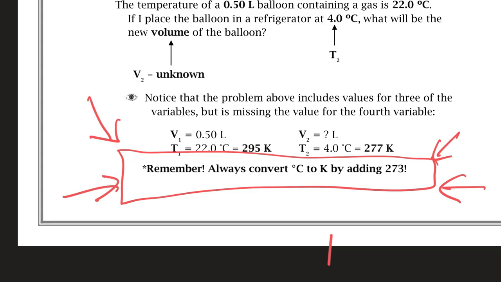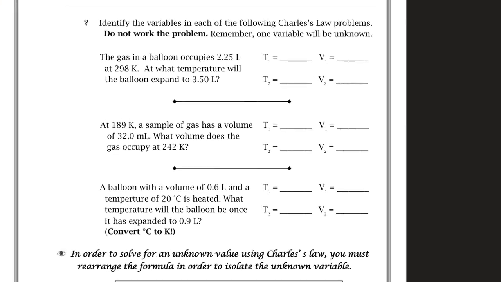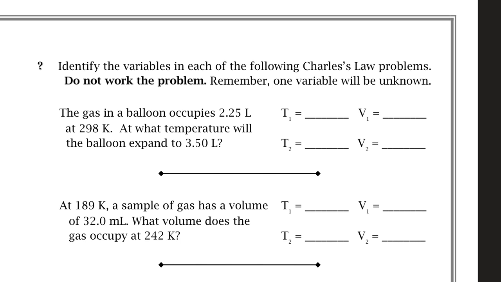So, let's go on to looking at our, this is the same thing we did before. We're just pulling out our knowns and unknowns. An example would be, a balloon occupies 2.25 liters at 298 K. At what temperature will the balloon expand to 3.50 liters? What's my unknown? T2. What's V2? Liters. What's my T1? And what's my V1?